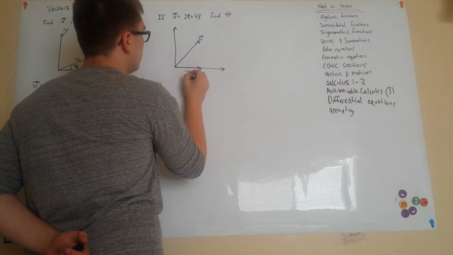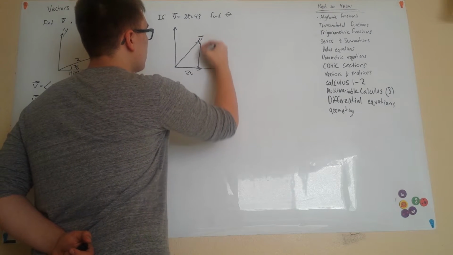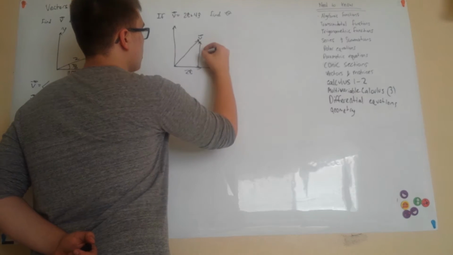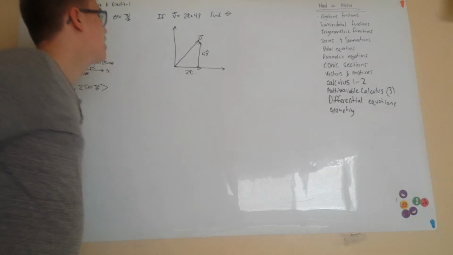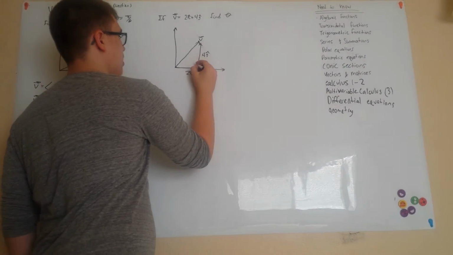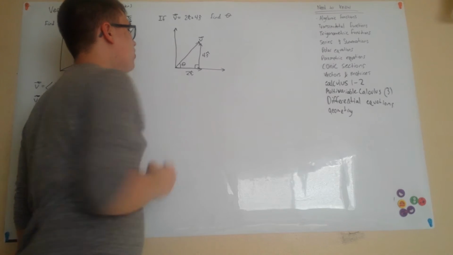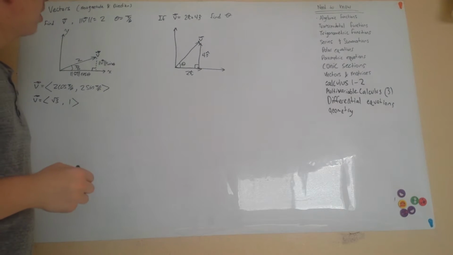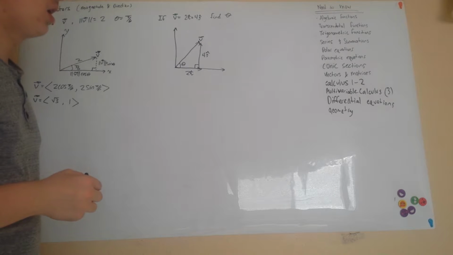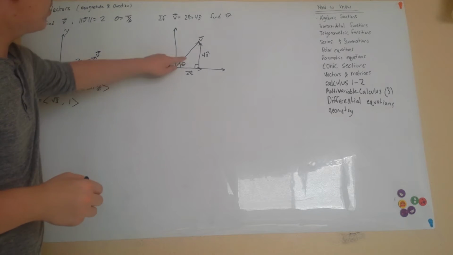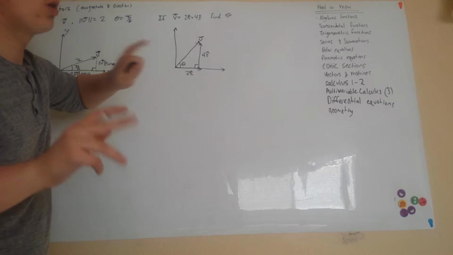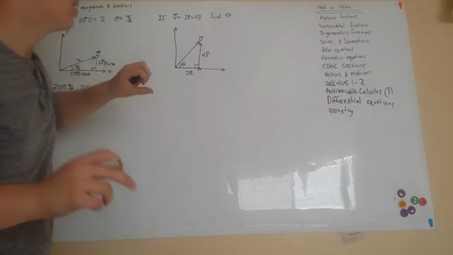This is 2i. This is 4j. That's where the vectors come from. Make a right triangle. So now I have to find theta. How do we do that? Well, how do we relate these two quantities or magnitudes?